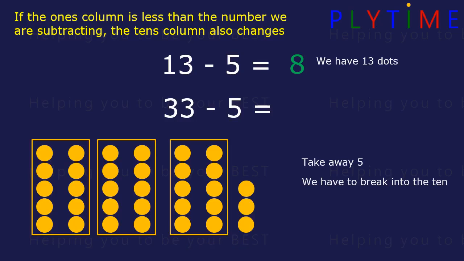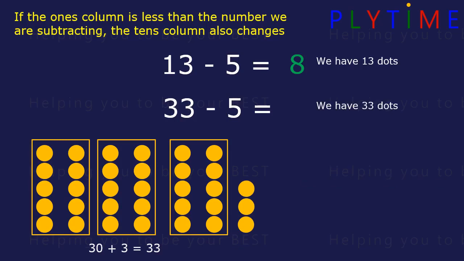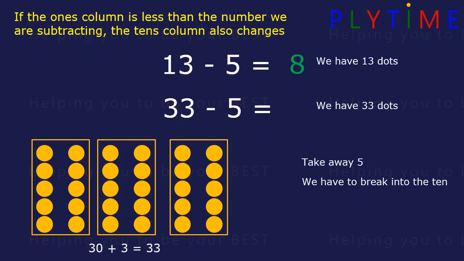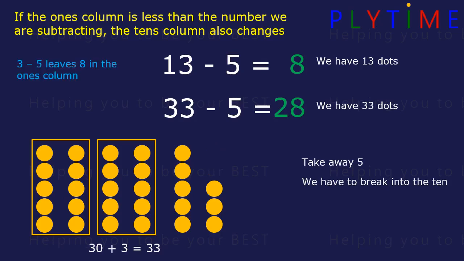What about 33 minus 5? 33 is 3 lots of 10 plus another 3. So we have 33 dots and we take 5 away. 1, 2, 3, and we need to break into one of the tens. 4, 5. Now we're left with 2 tens and 8, or 28. 3 minus 5 leaves 8 in the ones column. And we subtract 1 from the tens column. So 3 minus 1 equals 2.